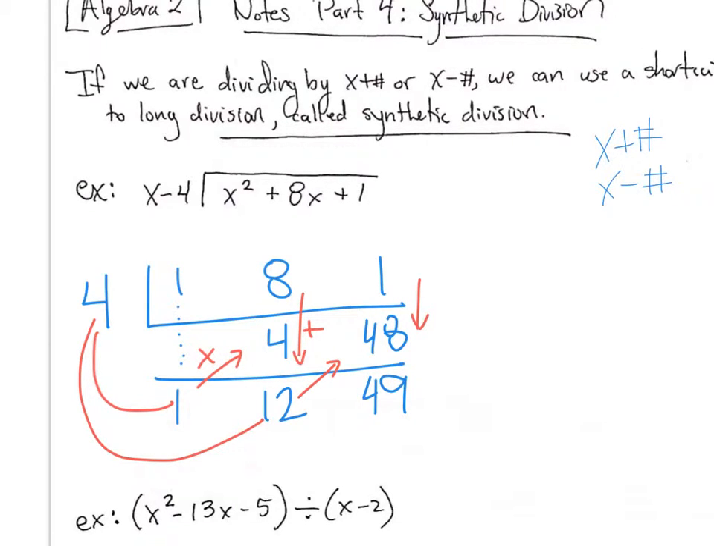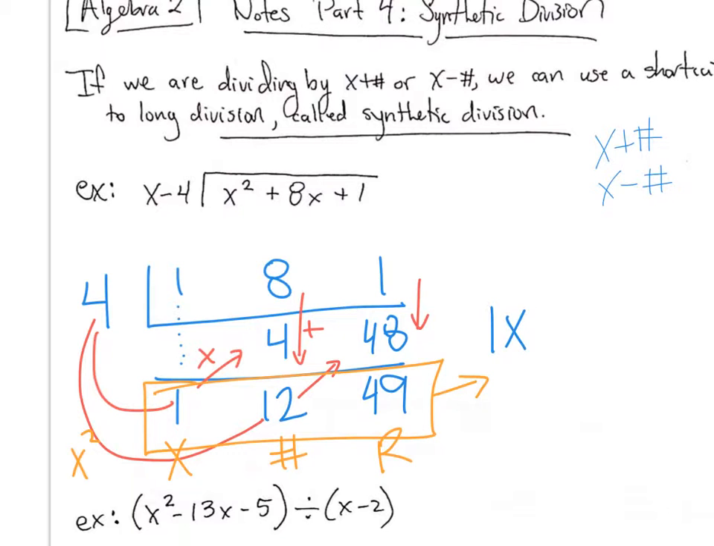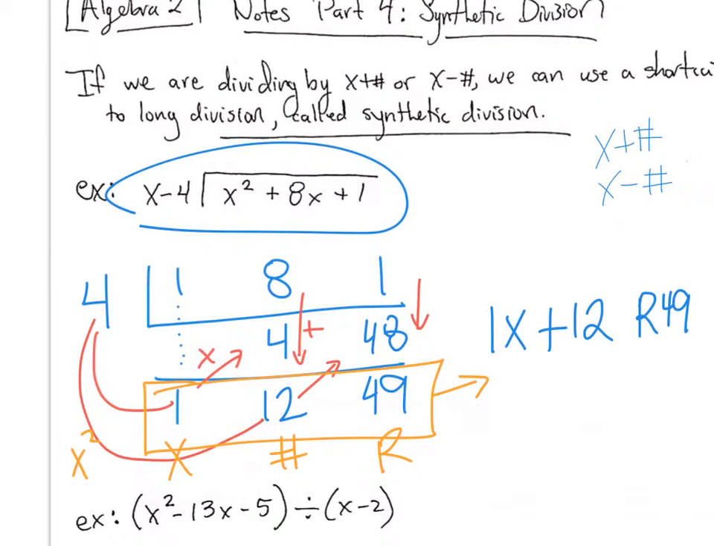So the numbers that we end up with, these things down here, these are our coefficients, and it's always the remainder, and then the number, and then the x term, and if there were more, it would be the x squared term. So what that means is that our answer is 1x plus 12, remainder 49, to this division question.